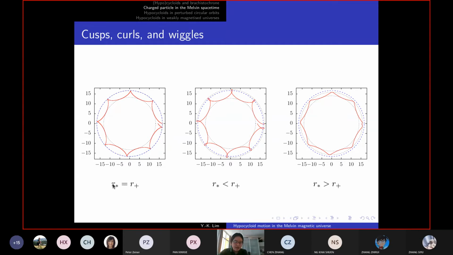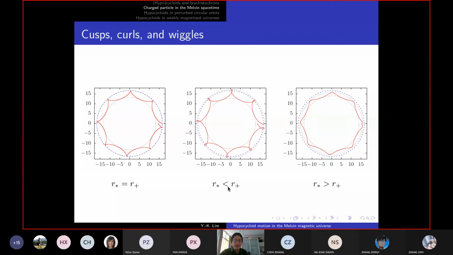So if R star is equal to R plus, it will go according to this, and then these two are where R dot and phi dot become 0 simultaneously, so you get the sharp corners as it goes along. And in the general case, the orbits do not close perfectly, but it will just continue giving you more and more sharp corners.